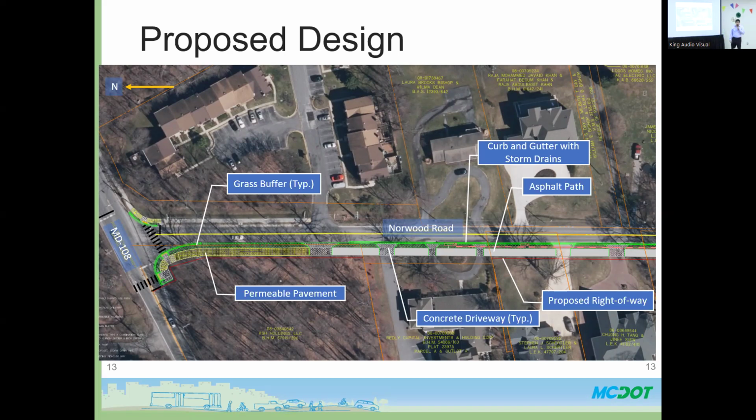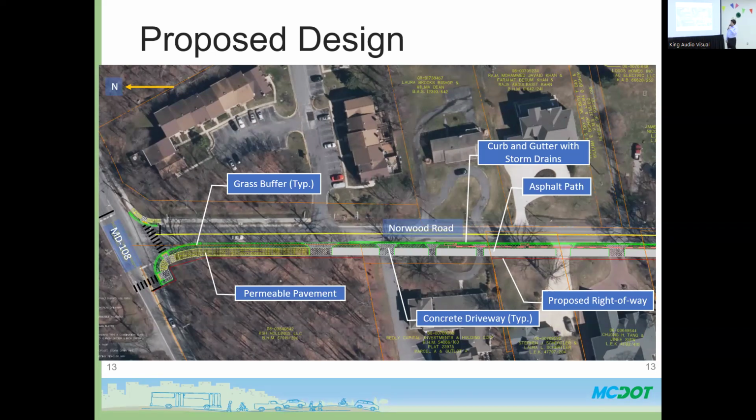Our proposed design is to place a 10-foot wide shared use path along the west side of Norwood Road. That path would consist of two different materials. The majority of it will be asphalt, and that extends from Ashton Forest Way all the way up until roughly where the parking lot is for that vet facility. To the north of that, it's going to be a pervious pavement. That is a requirement to meet stormwater management, water quality code requirements for the project.